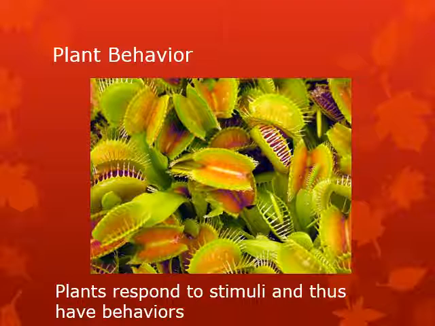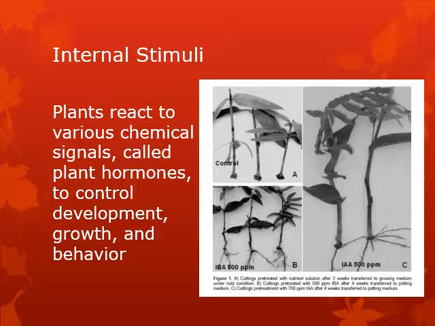All right, so that's how plants can survive. Their structures are adapted to water. Their structures are adapted to pull in nutrients. Plants also respond to stimuli. Plants have behavior. They do things, and you don't think about that with plants, and I love it. They have internal stimuli. Just like you have internal motivations, they've got internal stimuli. They react to chemical signals. Those are called plant hormones that control their development.